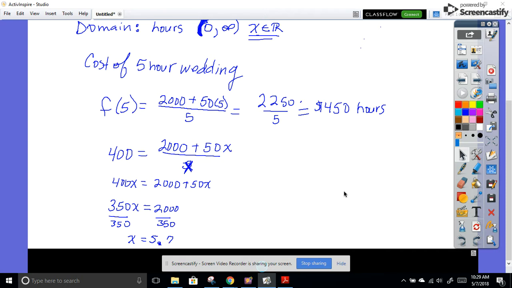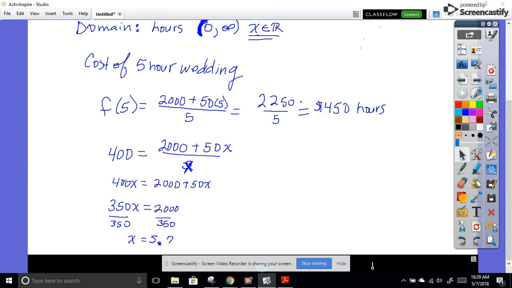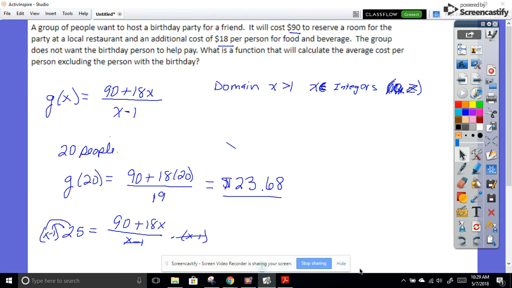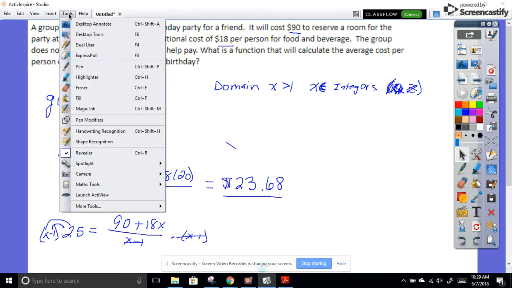and be $350. Okay, like I said, I know I went really, really fast, but just rewind it and watch it again to let all that sink in. Okay, the next problem. I was supposed to have the little tool up there.